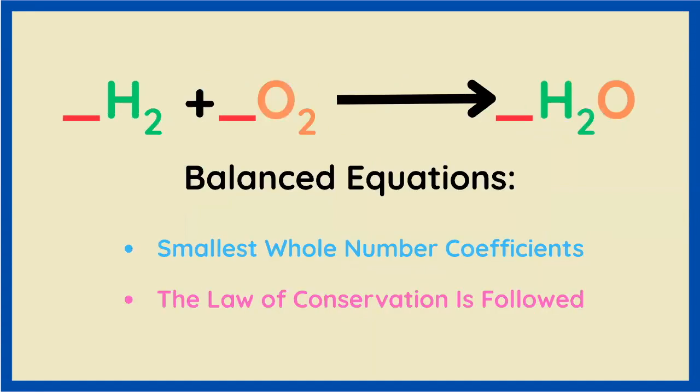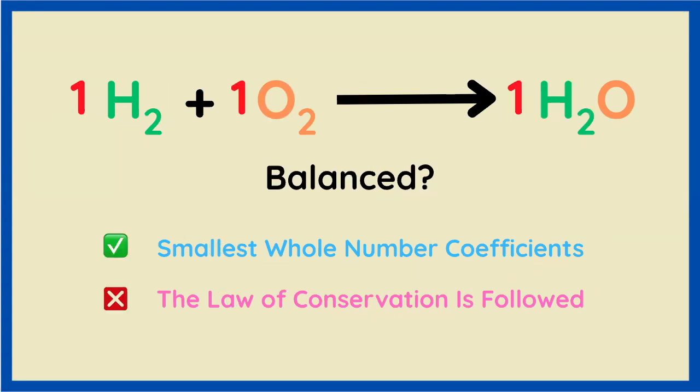There are many different ways that we could go about this, but at its core, it's about achieving two key features. One, that we have the smallest whole number coefficients possible, and two, that we follow the law of conservation. It's always a good first step to use a coefficient of 1 for each molecule and then go from there. And while ones all around are as small as possible, we don't actually follow the law of conservation.